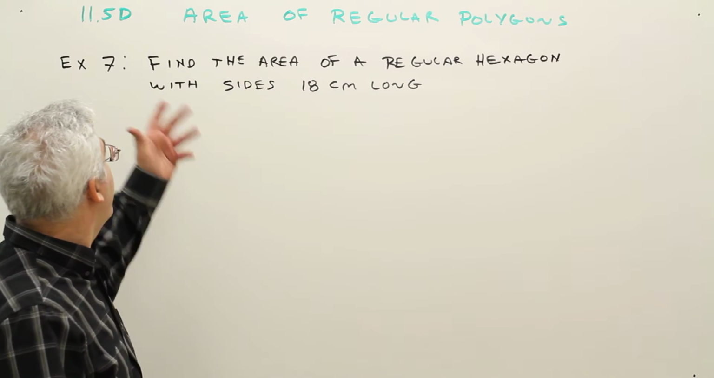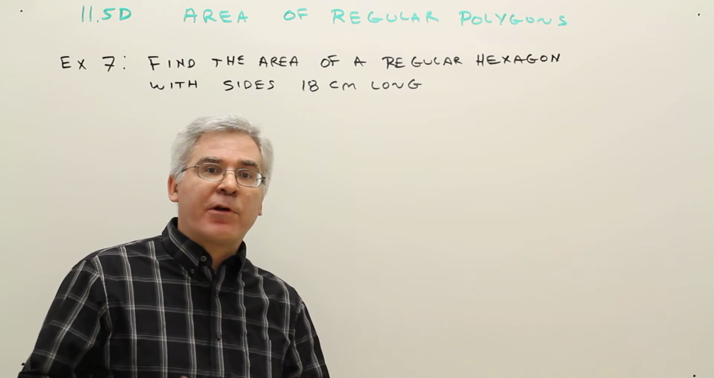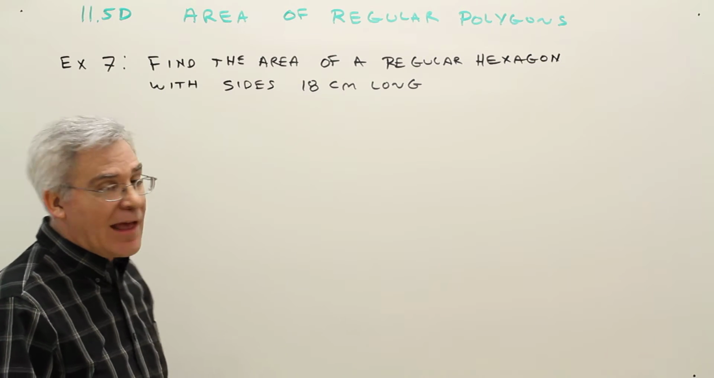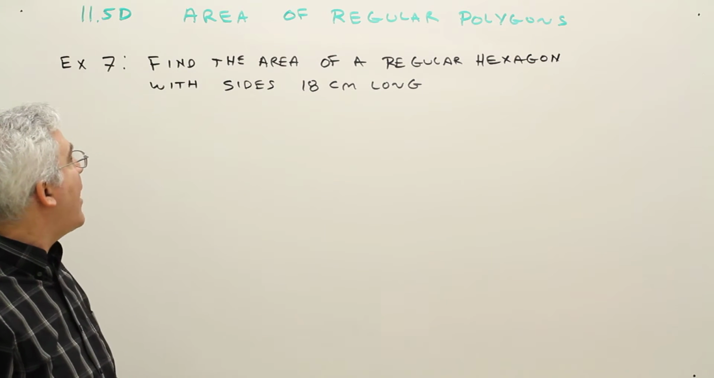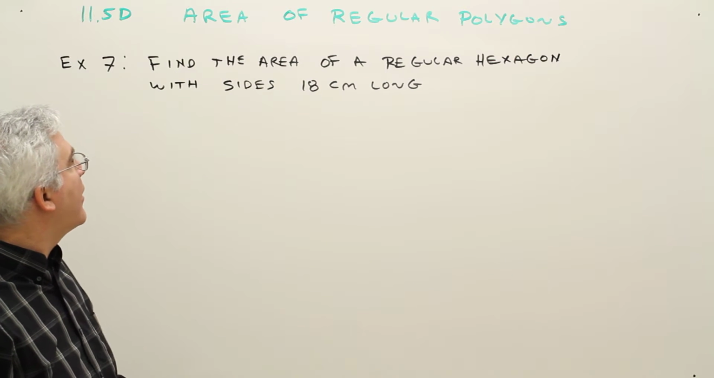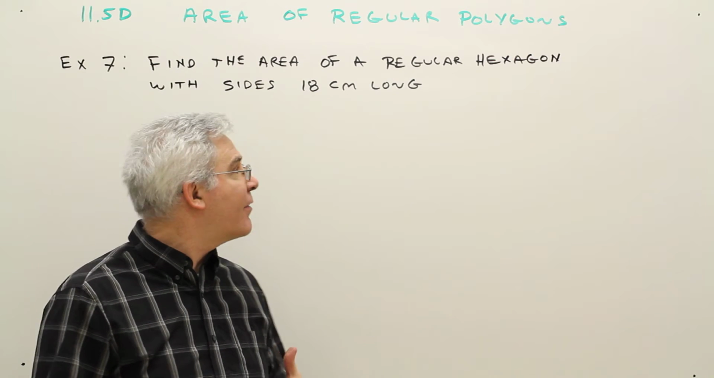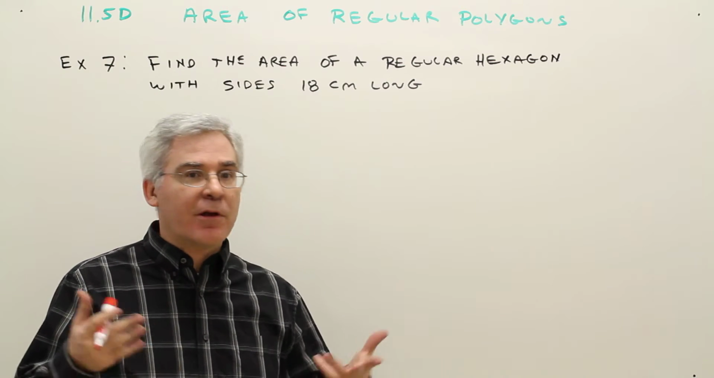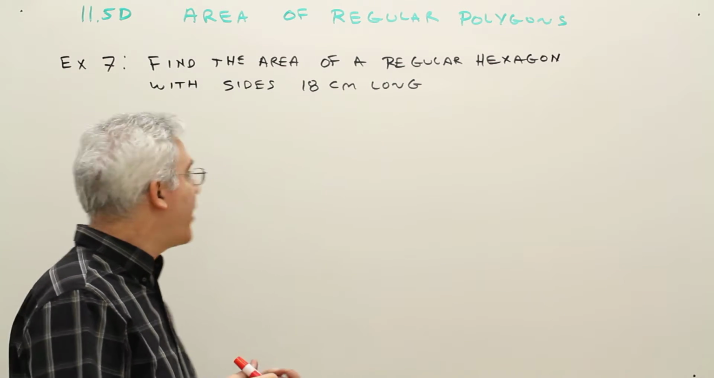Welcome to video 11.5D, another example on how to find the area of regular polygons. This is example 7, and it says find the area of a regular hexagon with sides of 18 centimeters long. So this is a classic problem. It comes up often, so you should know how to do this.